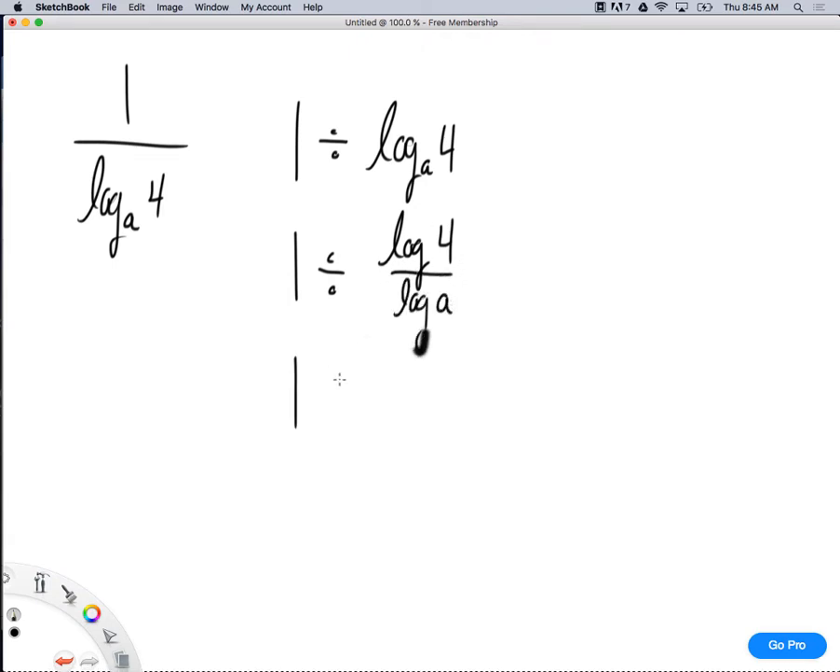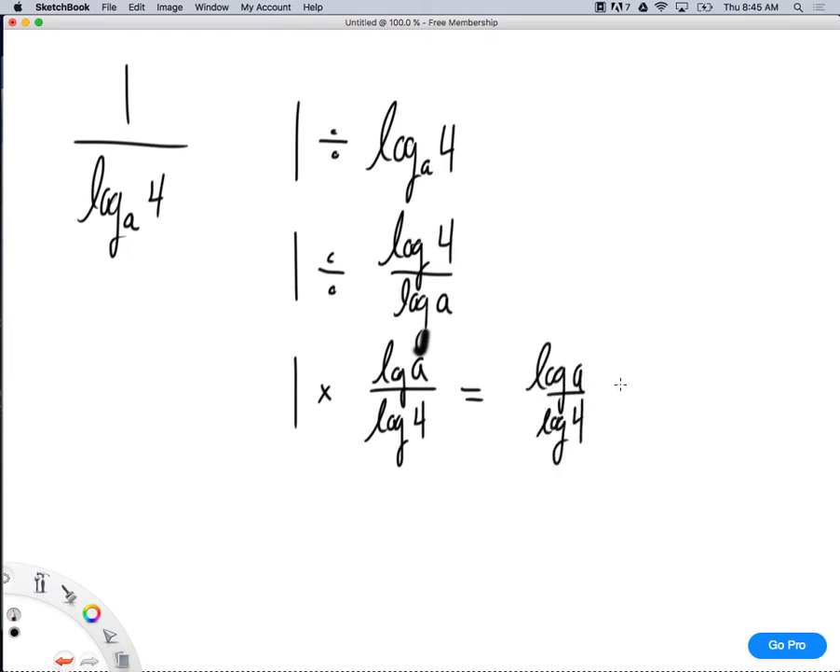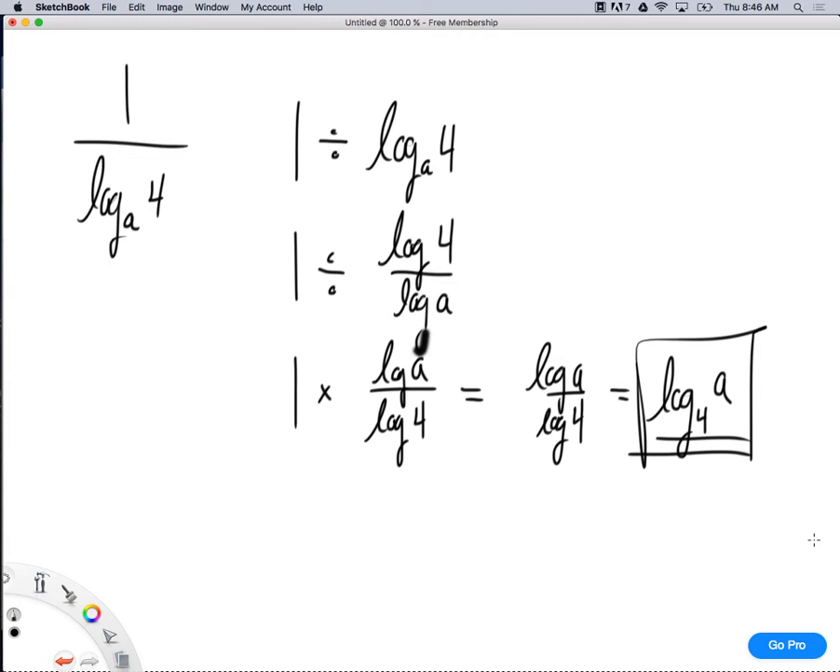which when I'm dividing by a fraction, I multiply by the reciprocal. Very good. Multiply by log of a over log of 4. Well, the 1 just cancels out because it's just 1. So this becomes log of a over log of 4, which by the change of base rule becomes log base 4 of a. And that's your final answer. Can't do any simplification because you don't know what a is. Right?